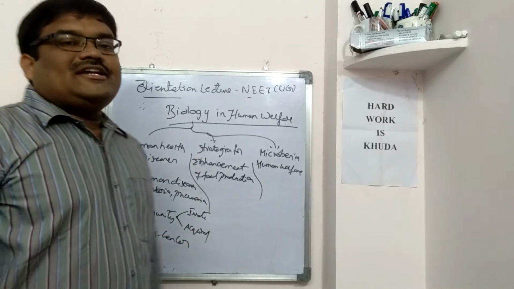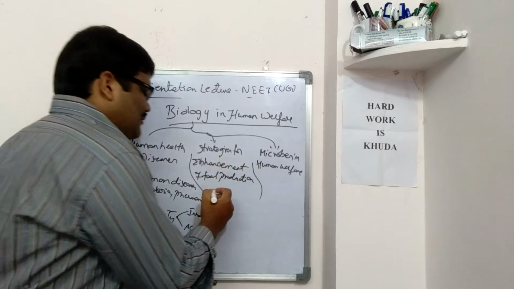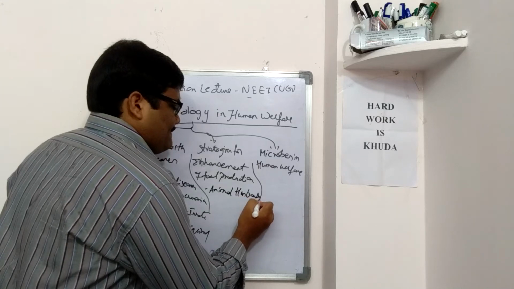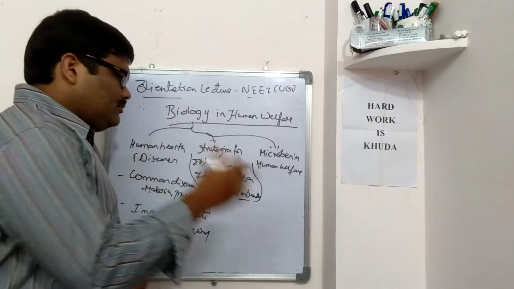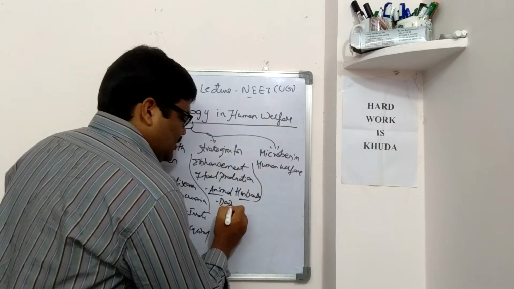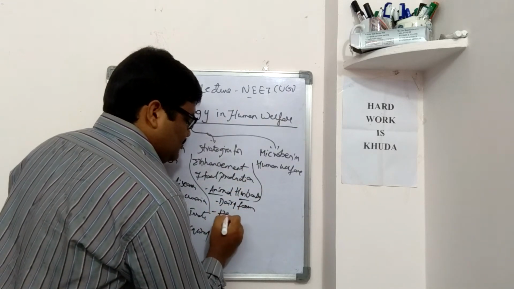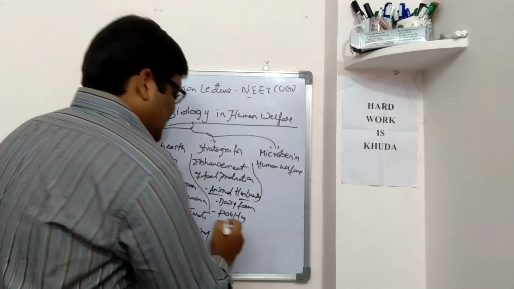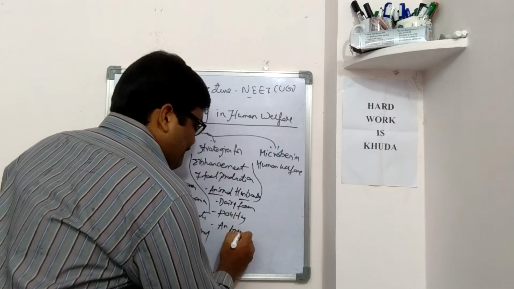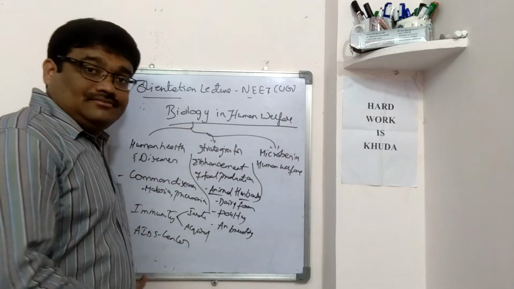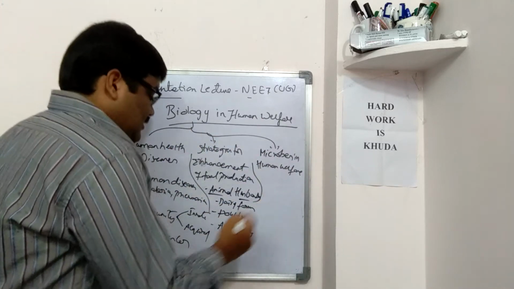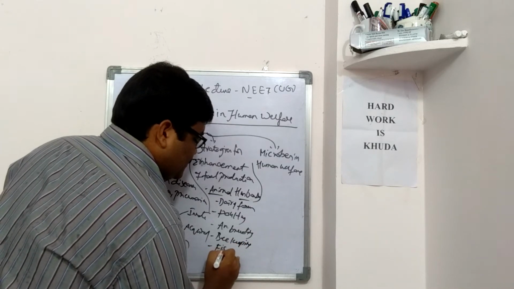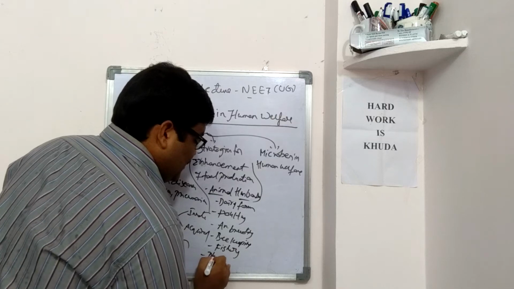Next, strategies for enhancement of food production. For example, you have to cover animal husbandry, which is the most important topic. It includes dairy farm management and poultry farm. Apart from these, there are other topics like animal breeding, such as inbreeding and outbreeding. Then beekeeping, fishery, and plant breeding.